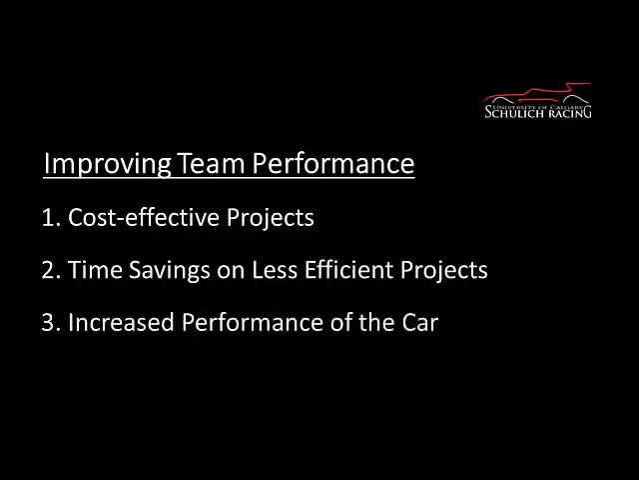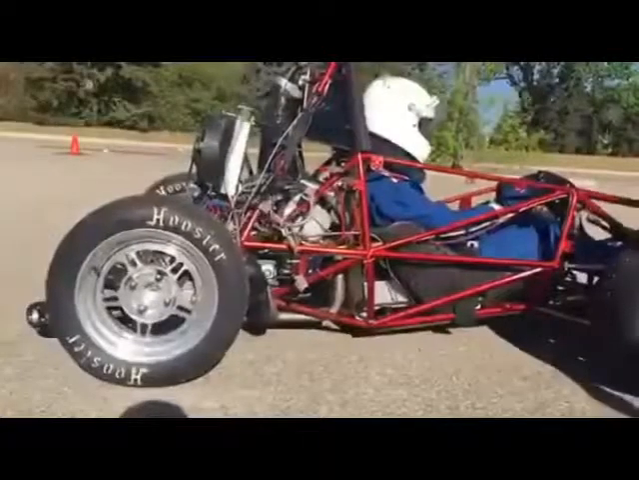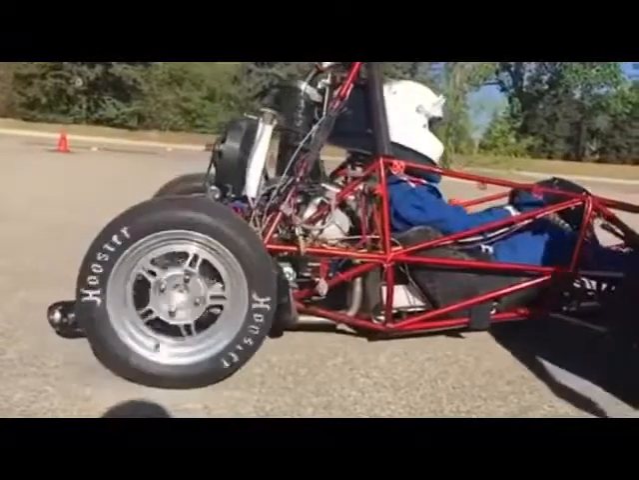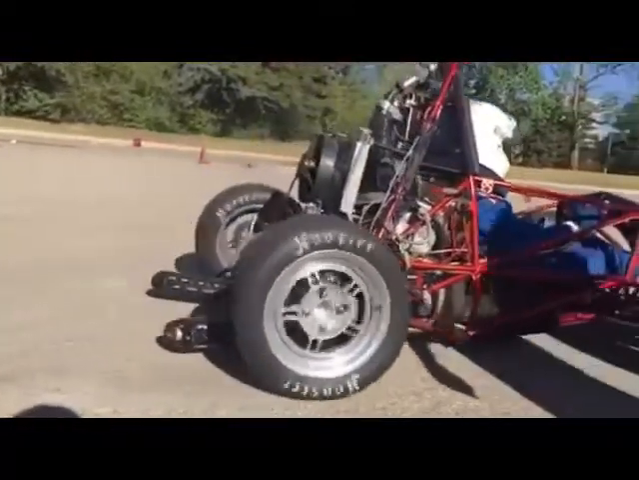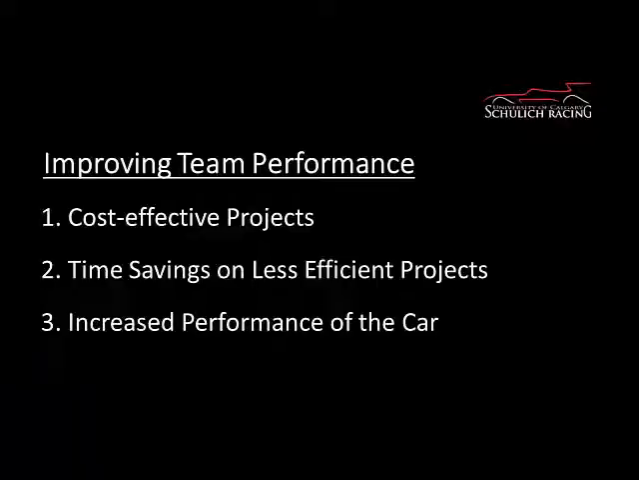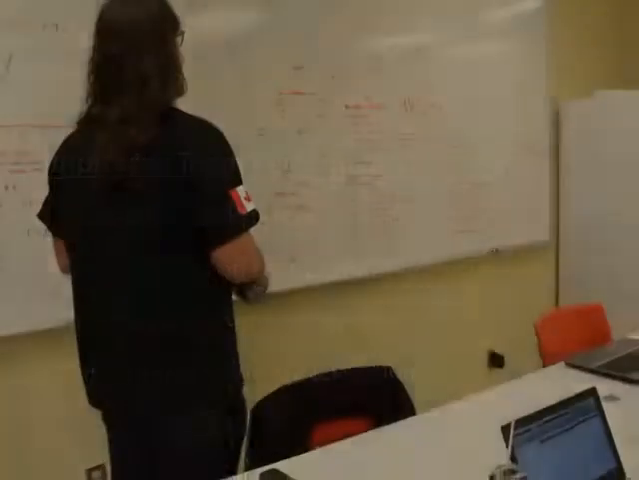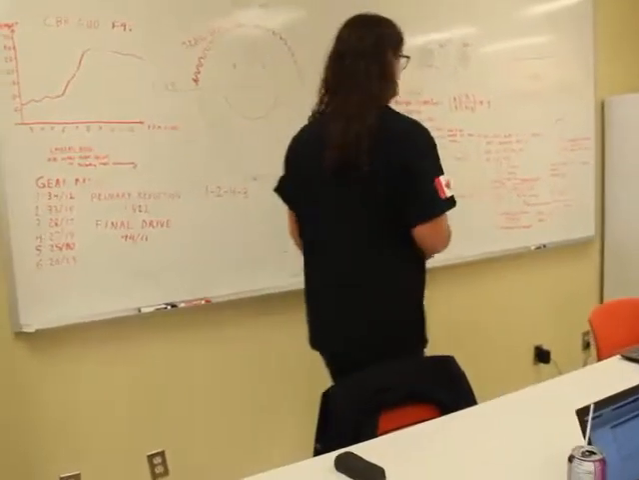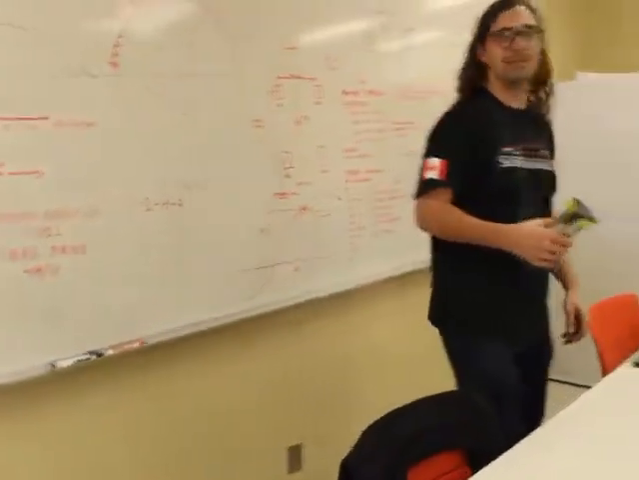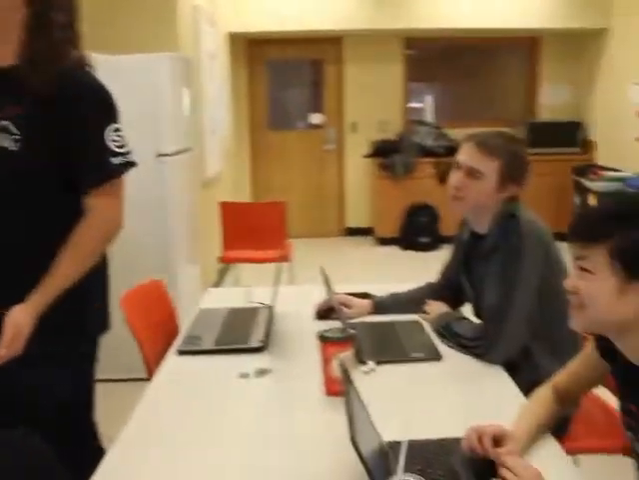Number three is increased performance of the race car. The team can focus on expanding the aspects of the vehicle that they know will have the most impact on performance. This will lead to improved subsystem design, integration, and overall a better performing vehicle. Number four is educational value for new racing team members. Newer members can use the tool to investigate what the important parameters and characteristics of the vehicle are. This will help them more quickly gain an understanding of what type of projects are most beneficial to the team.